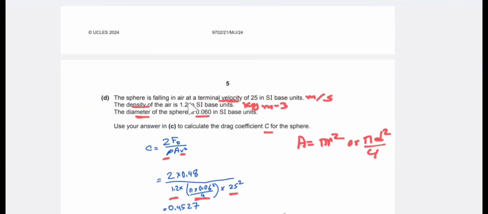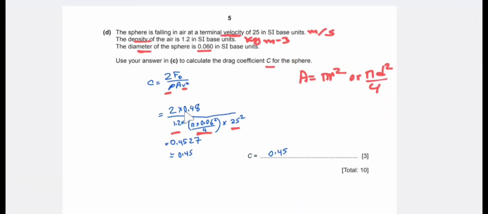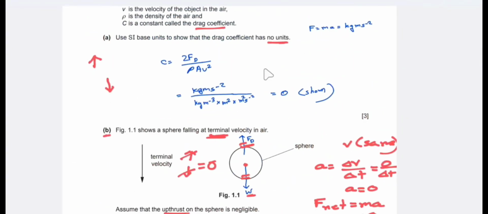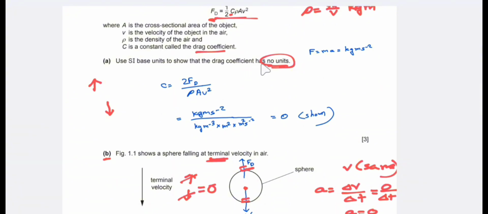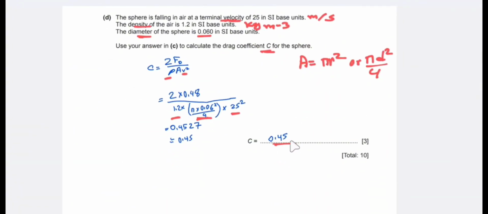And what is the value of force? Fd, the drag force, is 0.48 Newton. After substituting the values, we calculate the value of C as 0.4527, which is approximately 0.45 to two significant figures, and it has no unit. C, the drag coefficient, has no unit, therefore we give our answer as 0.45.